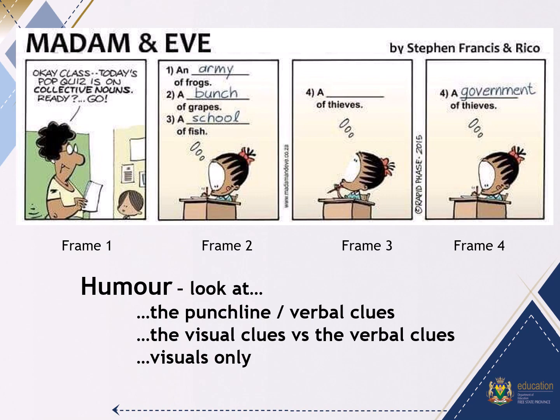When you look at humor, you look at things like the punchline or verbal clues. You could have the visual clues and the verbal clues that seem to oppose one another or even support each other. Look at what you are asked and make sure that you are clear on that. And there could also be just the visual clues. So look very carefully at where the humor comes in. In this case, the punchline is right at the end.